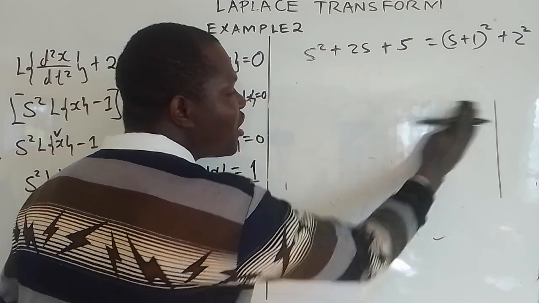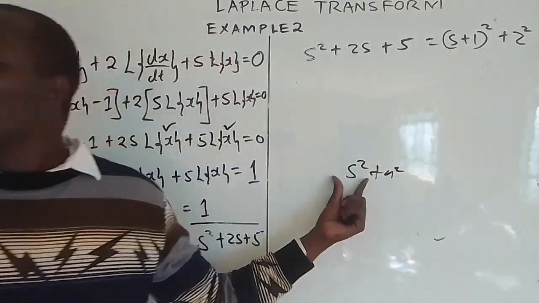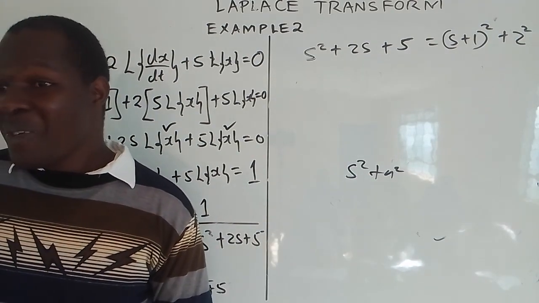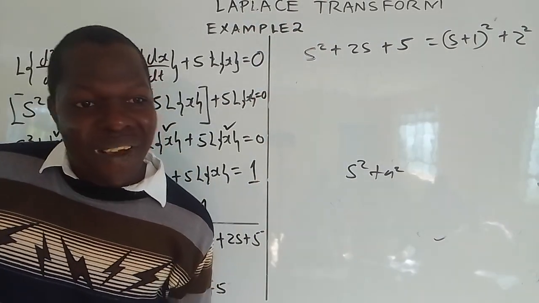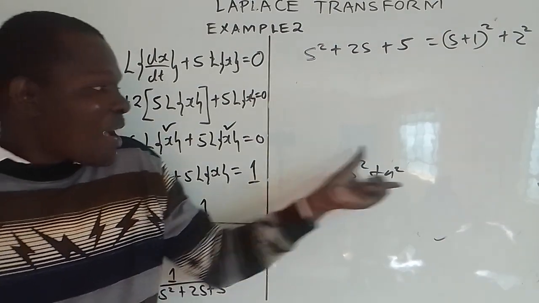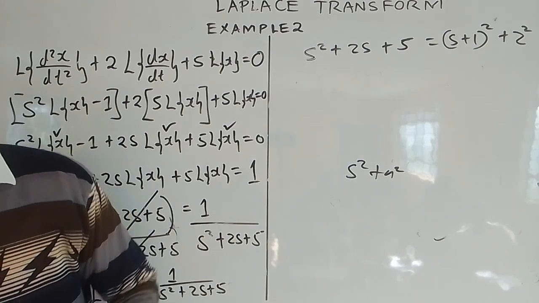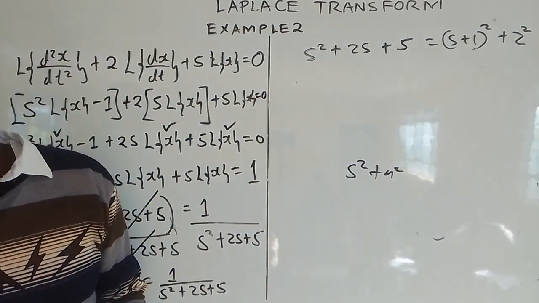So you know in the denominator, when you have s squared plus a squared, this is always trigonometric. It is either cos or sine, isn't it? So that will depend on what is in the numerator. If what is in the numerator is a constant, it is sine, isn't it? When what is in the numerator is s, it is cos. But when it is s minus or plus something, you know it is a product with the exponential function, isn't it? So you can see here it is s plus 1, meaning that is a product with the exponential function.